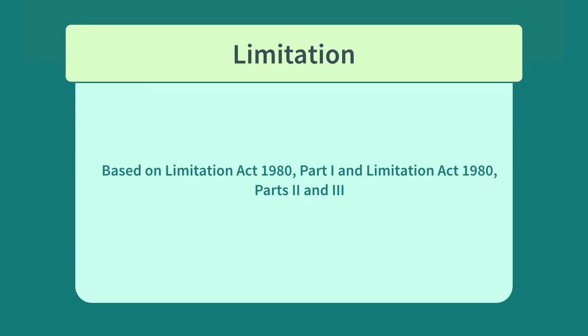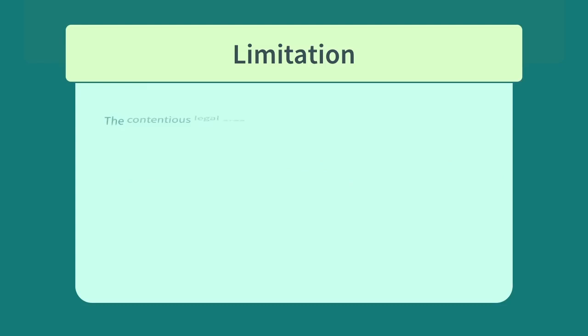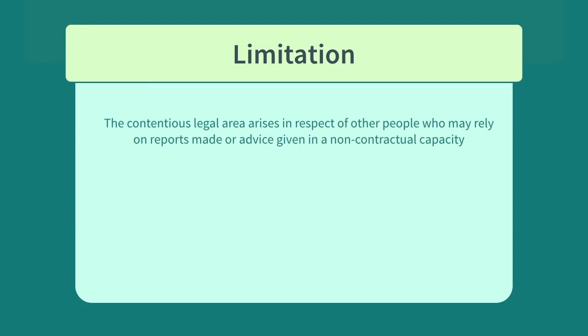Whilst there is a contractual relationship between an auditor and his client, the company, as a legal entity which the client's company can sue, the contentious legal area arises in respect of other people who may rely on reports made or advice given in a non-contractual capacity. Indeed, in many situations, the potential plaintiff may be unknown to the accountant. It is apparent that the law of negligence allows individuals in non-contractual relationships to sue for damages sustained as a result of the negligent behavior of another party.